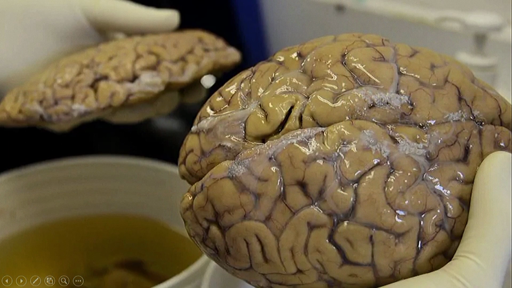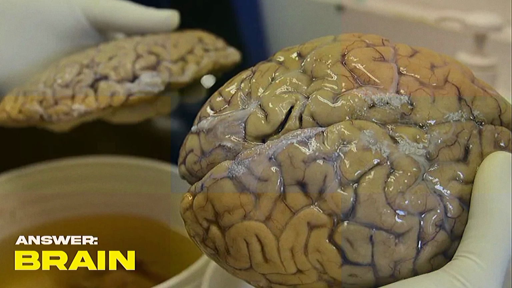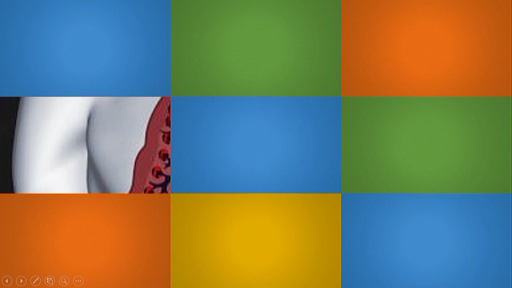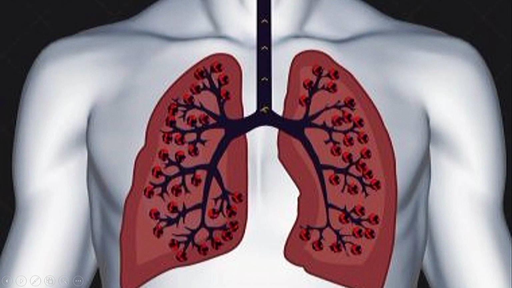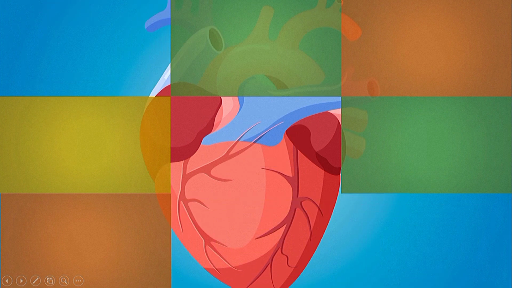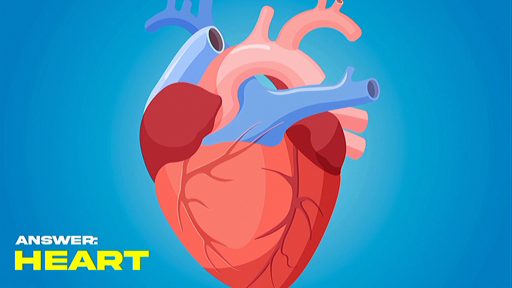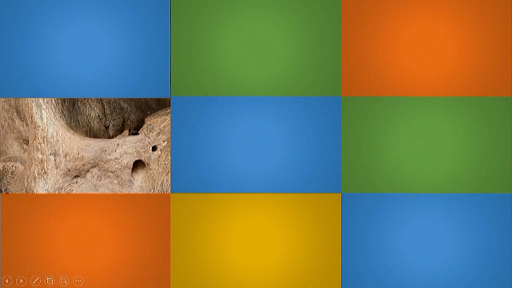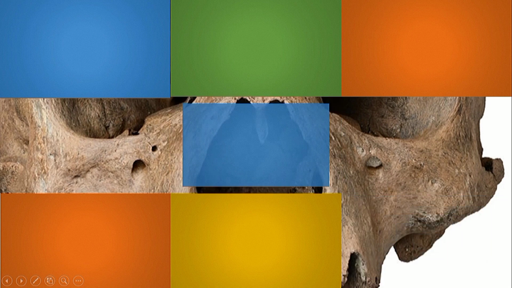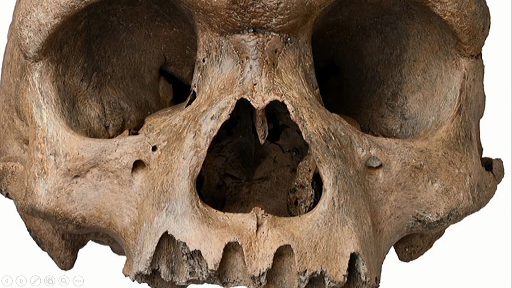Picture 1. Do you know what the picture is? Very good. You have guessed it right. It's the brain. Can you guess picture 2? Correct. It's the lungs. Picture 3. Impressive. It is a picture of a human heart. What about picture 4? Yes, it is a skull.